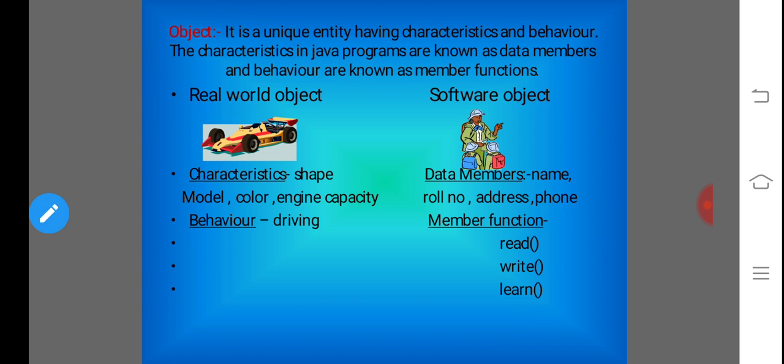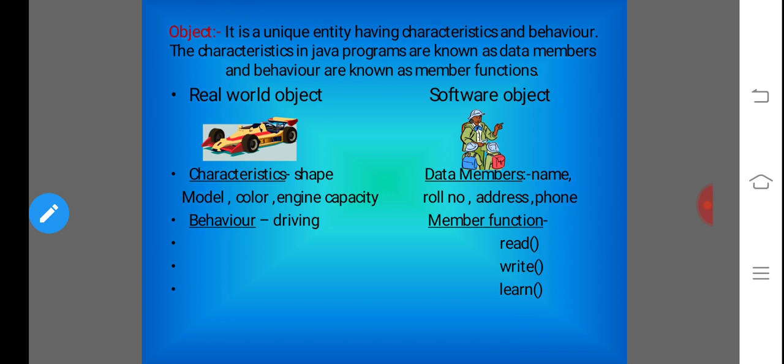Now, how will we use these objects in software programming? See, I have taken an example of students. These are the objects. So what are the data members or the properties of an object? A student has a name or a roll number or an address or a phone. And what are the functions of the student? Read is a function, write is a function, learn is a function.